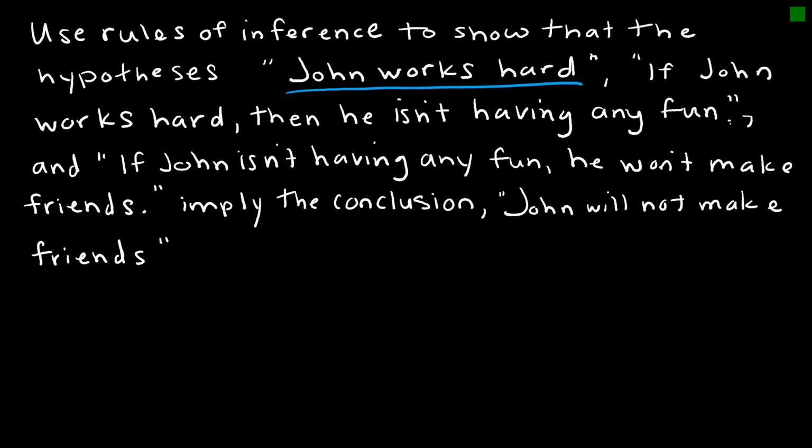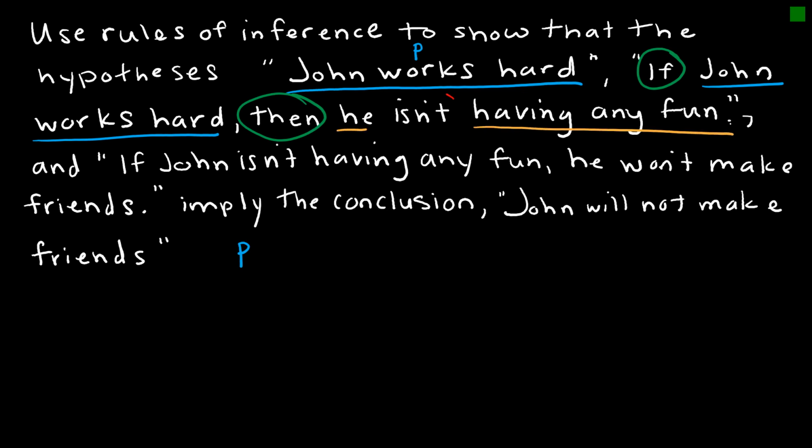I'm just going to say that P represents that John works hard. So right now I have a hypothesis of P, John works hard. Then it says if John works hard, then he isn't having any fun. Notice this is an if-then statement: if John works hard, then he isn't having any fun. This "isn't" means we've got to deal with a negative in there, so we'll get to that.